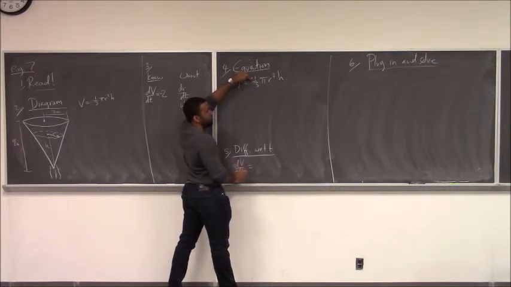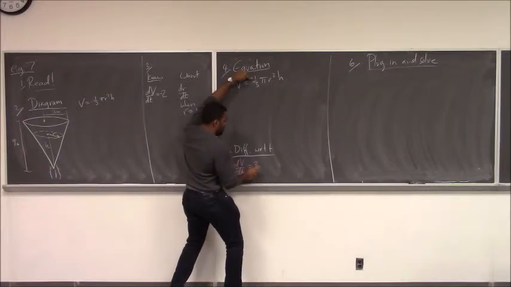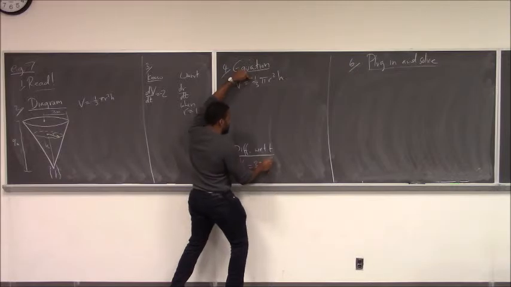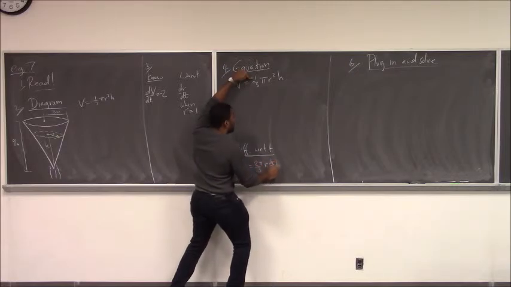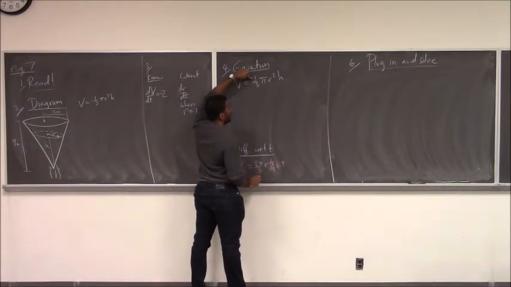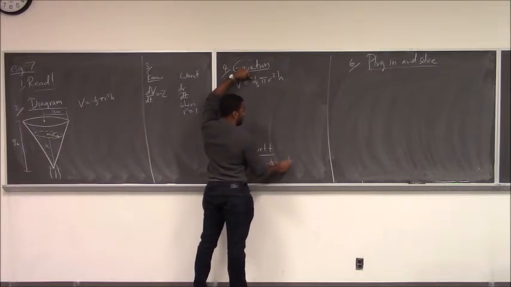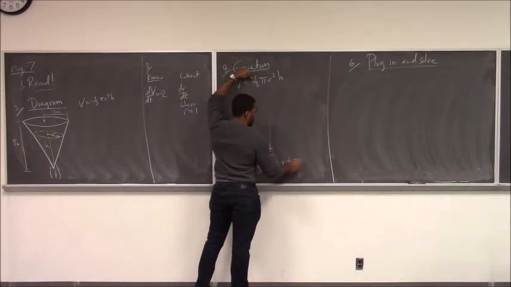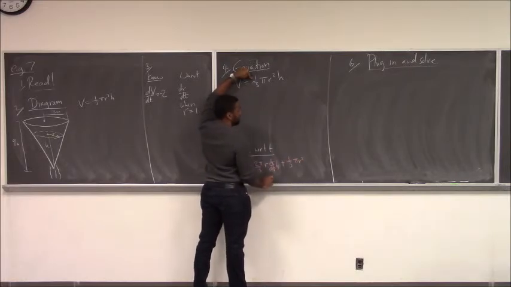Okay, so what would we get here? 2 pi thirds r dr/dt times h, plus 1/3 pi r squared dh/dt.